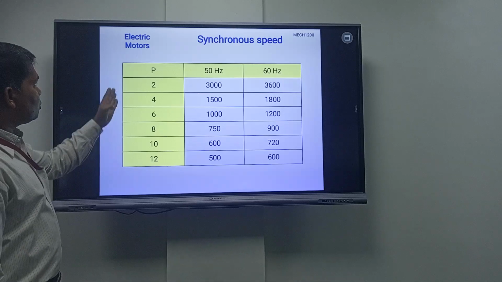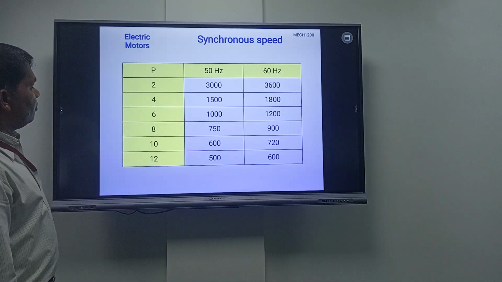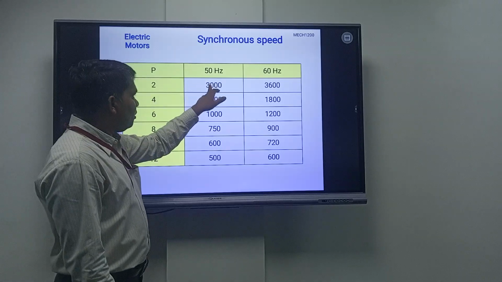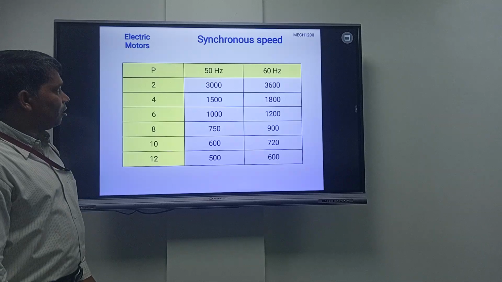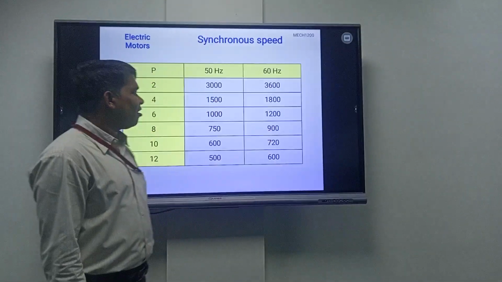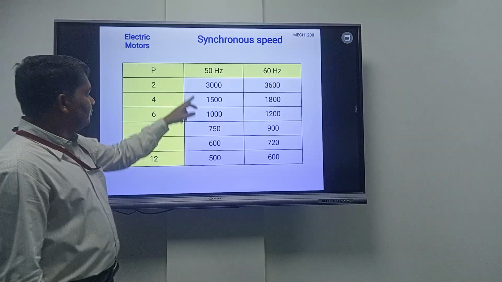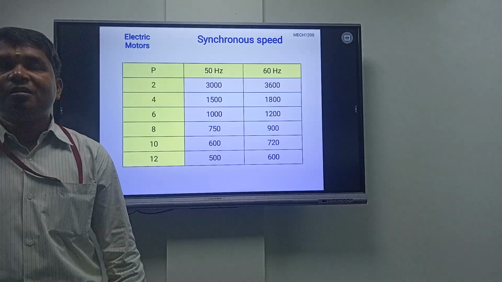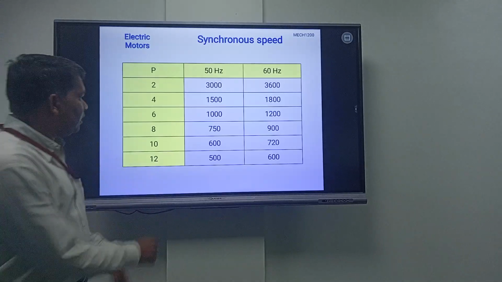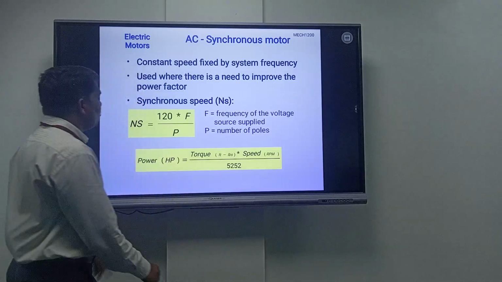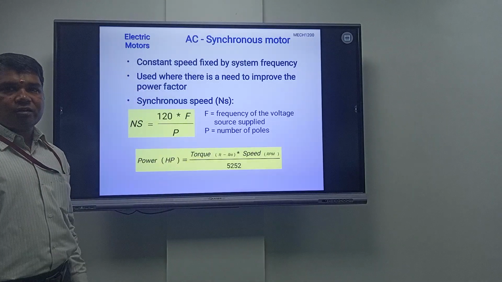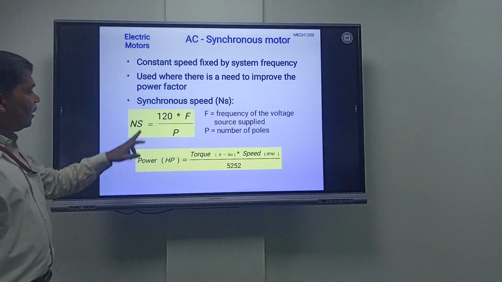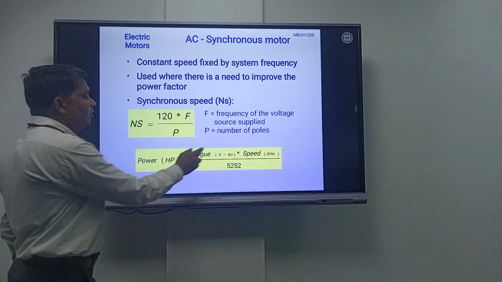A synchronous motor can run at different speeds. For example, a 2-pole machine at 50 Hz will run at 3000 RPM, and at 60 Hz, 3600 RPM. For a 4-pole machine, as the number of poles increases, the speed keeps reducing, because they have an inverse relation. Synchronous speed and number of poles have an inverse relation. That's why if the number of poles increases, the speed will be reduced.